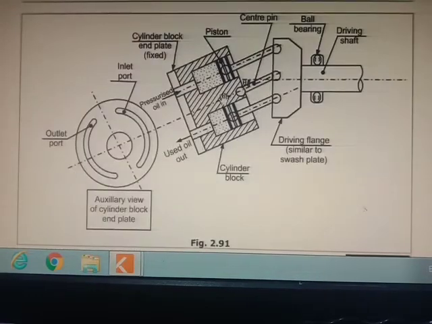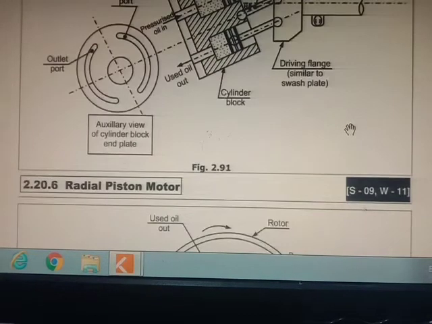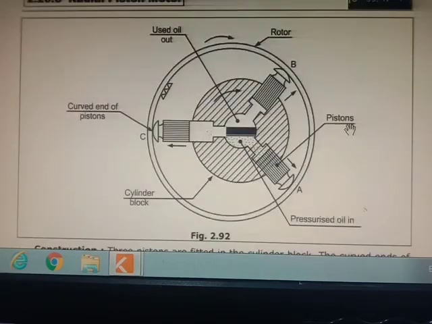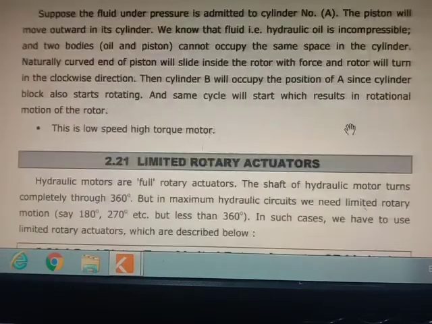So here also you can see the same thing will happen. When the oil comes through this inlet port, it will push the piston in the forward direction. Due to this, this plate will get torque induced, and as the torque is induced, this shaft will get rotary motion. So this is known as the bent axis axial piston hydraulic motor. And this is the radial action piston motor, correct?